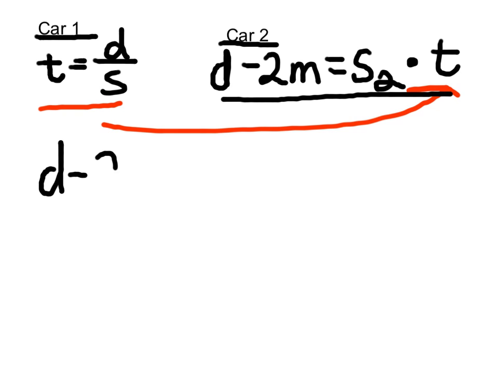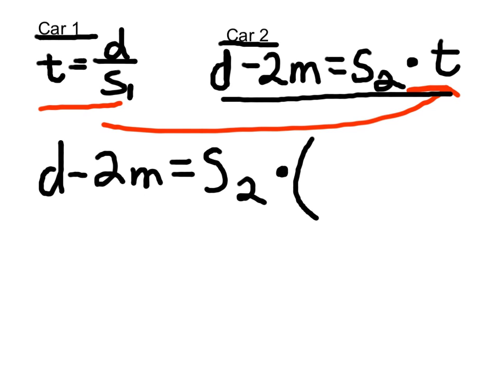D minus 2m equals S2. Oh, I just realized I made a mistake. This should be S1 over here on the equation on the left. Times, and then I sub in my new t, d over S1.